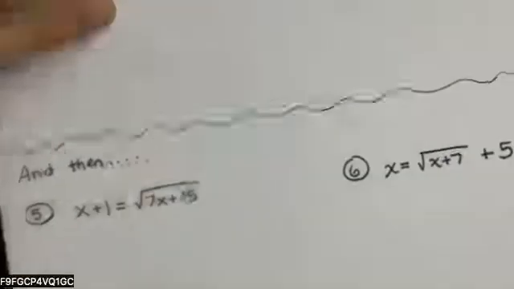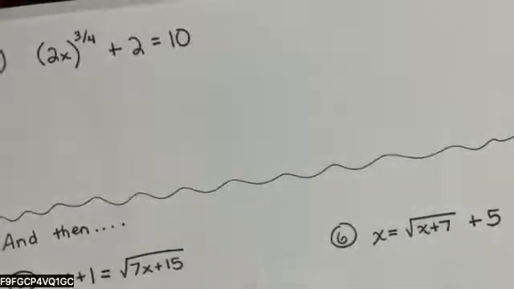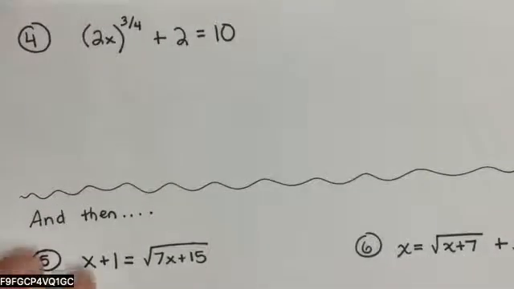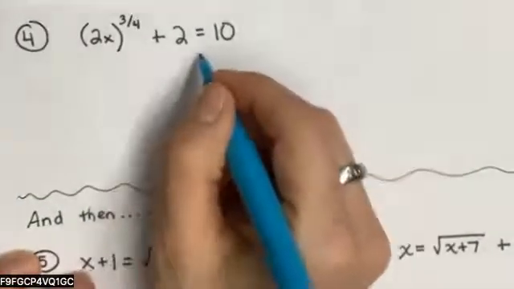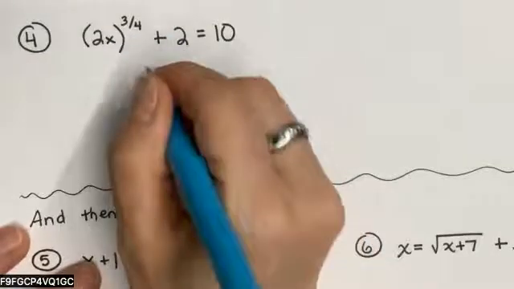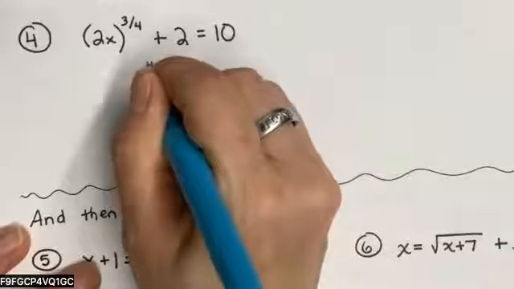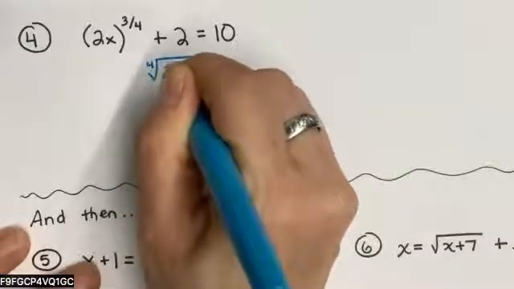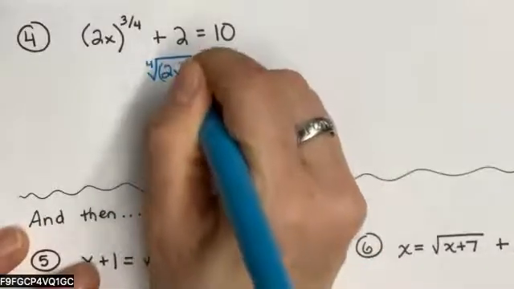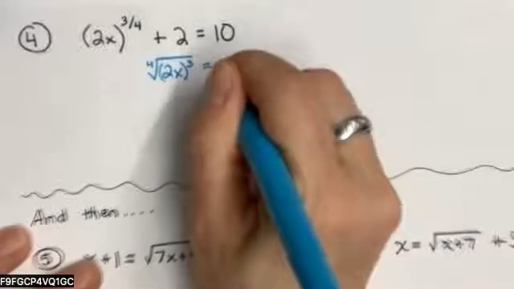So next up, here's number 4. This one is a fun radical equation. I'm going to subtract the 2. And then I think while I'm at it, I'm actually going to convert this to root form. So I'm going to face plant my fraction. So I'm going to make that 4th root of 2x cubed equals 8.